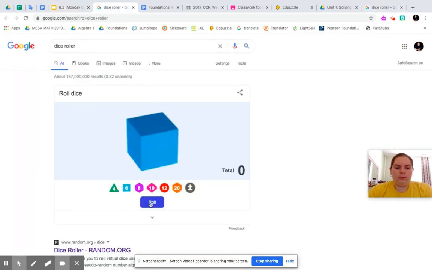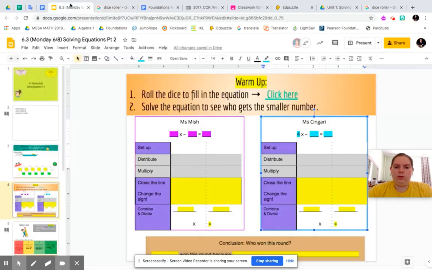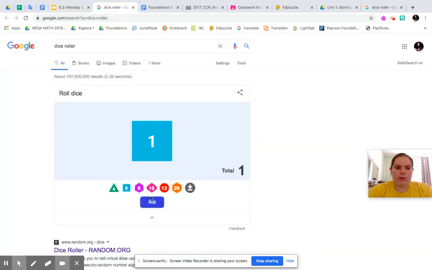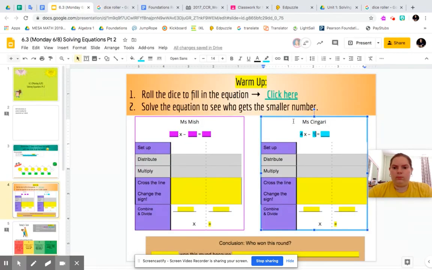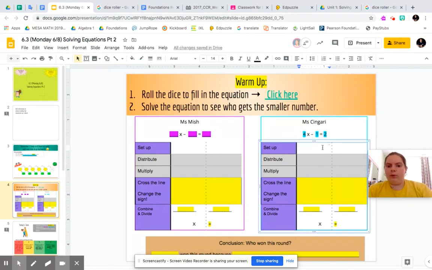And 1. And what's my last one going to be? 2. Nice. Awesome. Okay, so let's set this up. We're using our solving square. I have 4x minus 1 on the left, and I have equals 2 on the right. No distribution, no multiplication, and let's label our solving square.